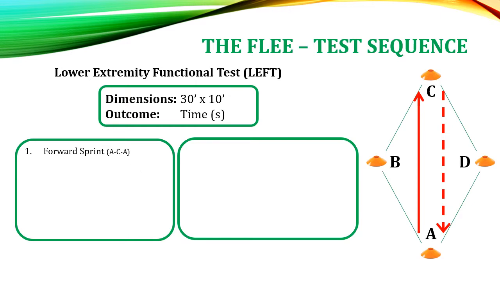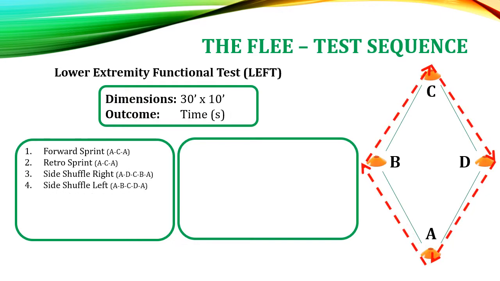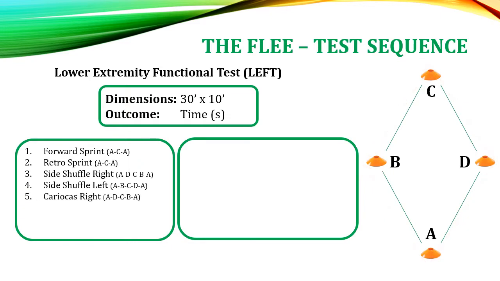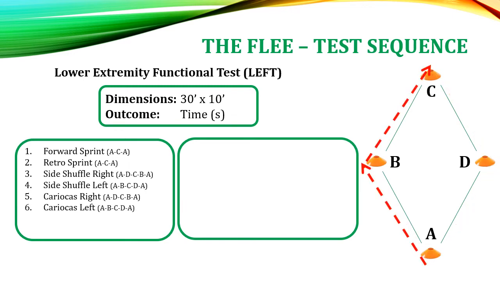So the test begins with a forward sprint between A and C cones, then a backwards run or a retro sprint. The athlete then side shuffles to the right all the way around the perimeter. Every time that they hit cone A, they reverse their course of action, and now they're going to side shuffle all the way back around the perimeter. Next is going to be a karaoke, also known as a grapevine, around the perimeter of the 4 cones, reversing their course as they hit cone A.